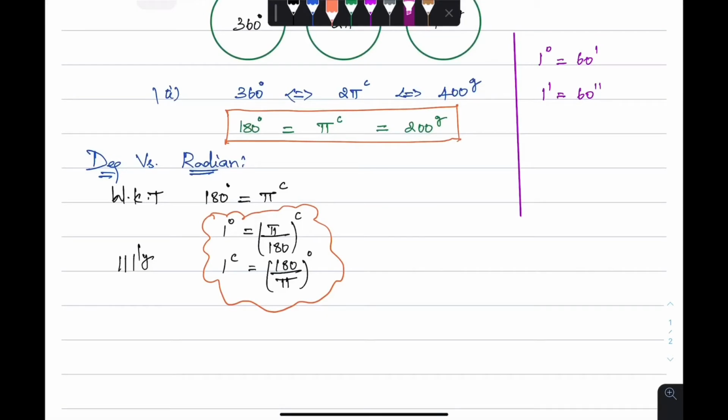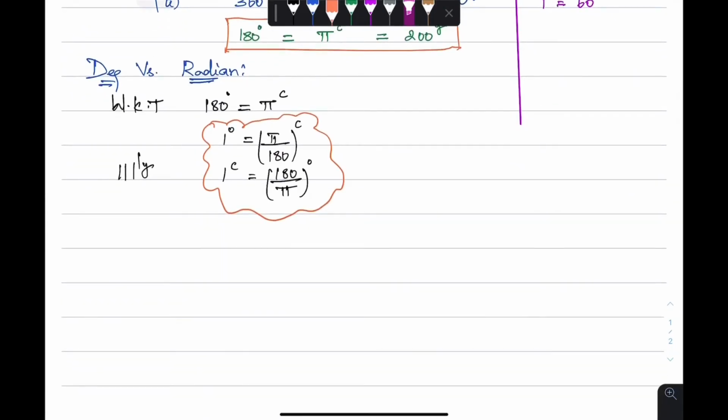Let's start doing problems based on this. While converting degree to radian or radian to degree, we need this conversion to do problems, children. Let's start with an example. Let's convert first degree to radians. Let's consider 18 degree. We are going to convert this. We know that 1 degree is equal to, very nice, pi by 180 radian.